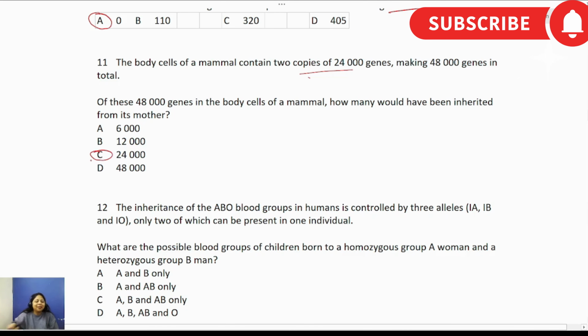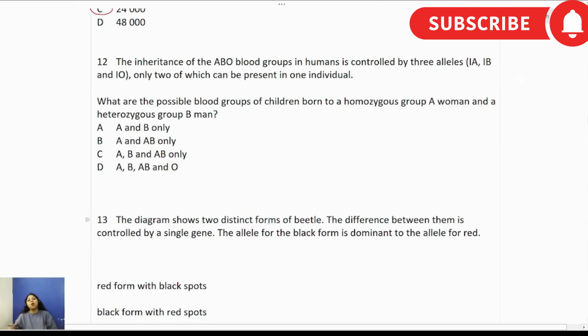Okay. Next one. The inheritance of the ABO blood group in humans is controlled by three alleles, IA, IB, and IO, only two of which can be present in one individual. What are the possible blood groups of the children born to a homozygous A, meaning capital A, and a heterozygous group B, meaning it's BO?